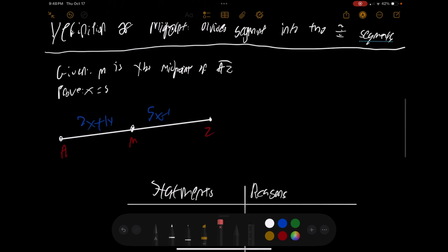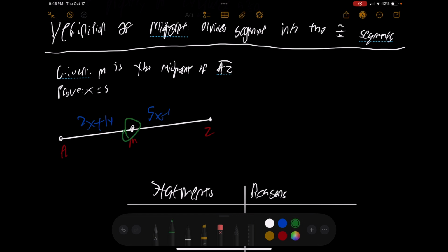Given: M is a midpoint of AZ. So kind of like what you did with algebraic proofs, you're always going to write the given as your first step, almost always. There are some cases where you don't. Now the diagram is a part of the given, if you're curious. So now let's go in and see how we can get started on this proof.